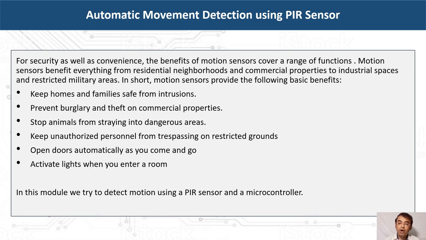Number three, stop animals from straying into dangerous areas. Keep unauthorized personnel from trespassing on restricted grounds. Open doors automatically as you come and go. Activate lights when you enter a room. In this module, we try to detect motion using a PIR sensor and a microcontroller, that is the Arduino Uno board.